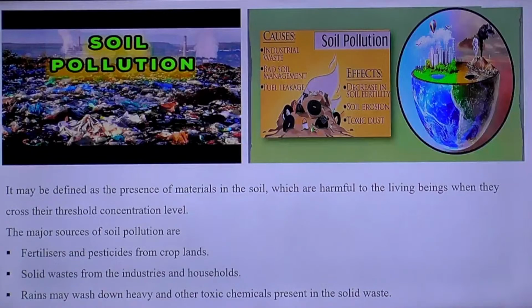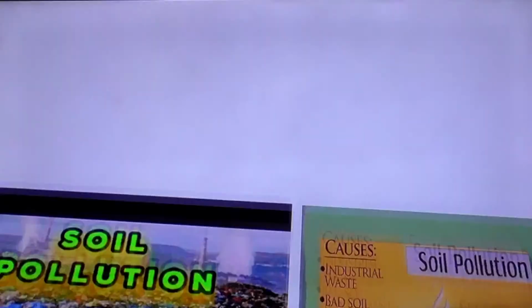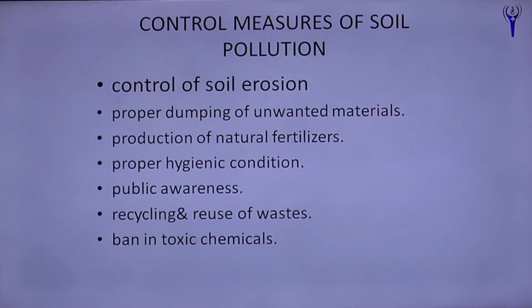Any contamination in the soil leads to soil pollution, and the main sources include fertilizers and pesticides from crop plants, and solid waste from the industries and households, and rains may wash down heavy metals and other toxic chemicals present in the solid waste. And these are the ways to control it: control of soil erosion, proper dumping of unwanted materials, proper hygiene conditions, public awareness, and a ban on toxic chemicals.